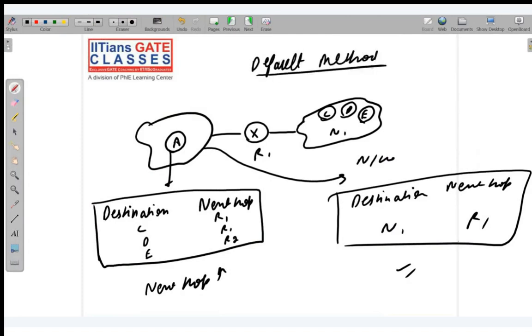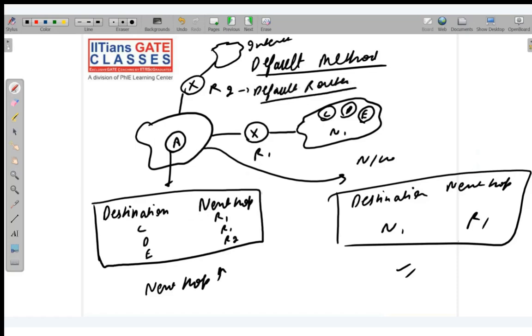Default method. Okay, so I will say, let us suppose I make another router, say R2. Okay, and R2 is connecting this LAN with the entire internet. So I will call R2, as I told you in the previous lecture, the default router. Okay, we call R2 the default router. So now what I will say, destination.